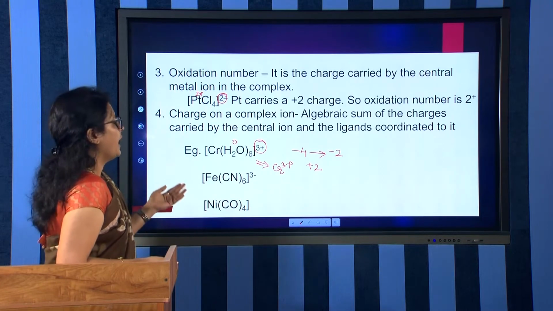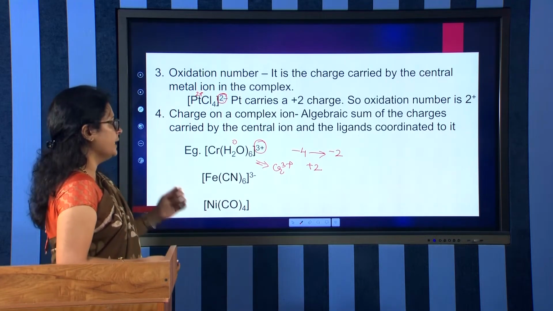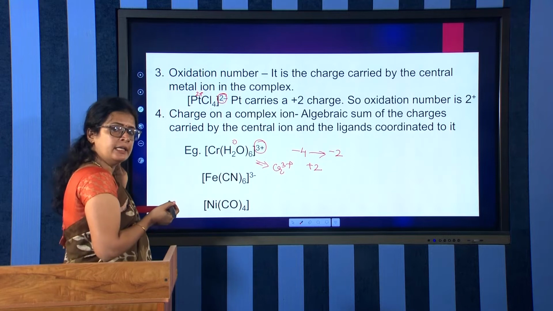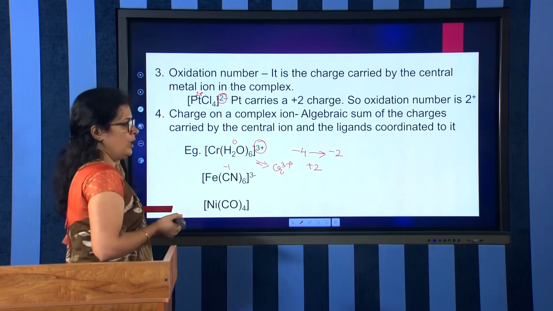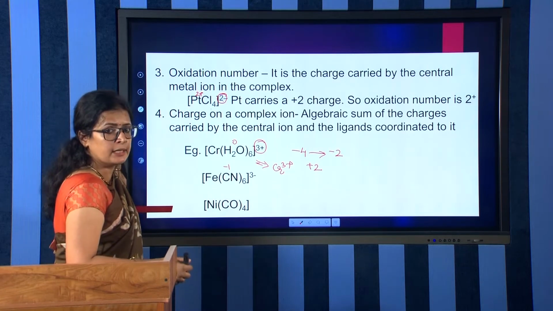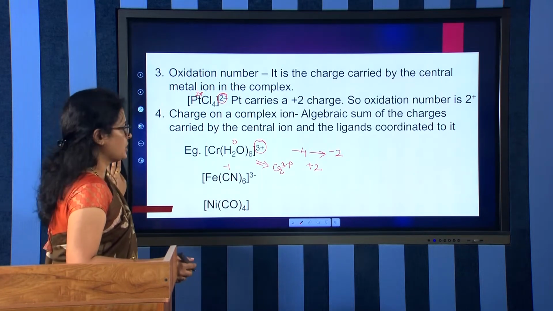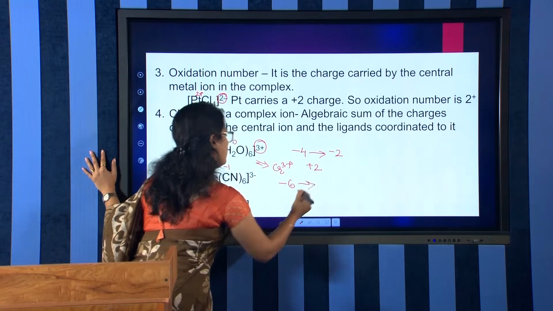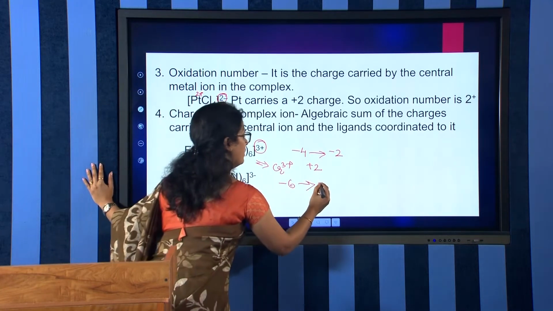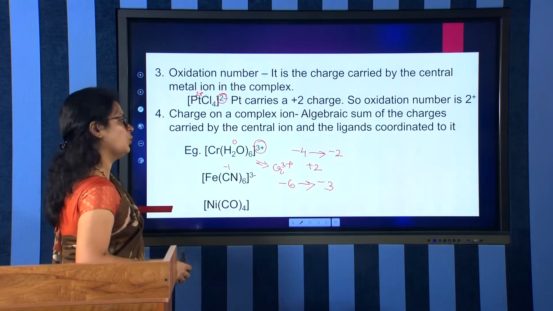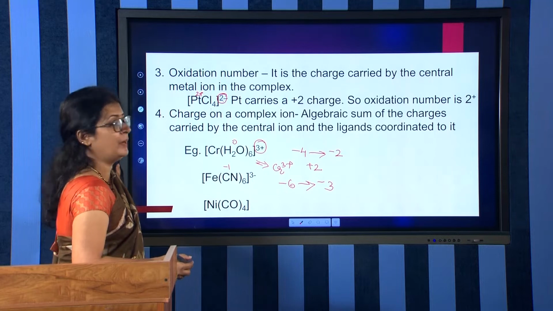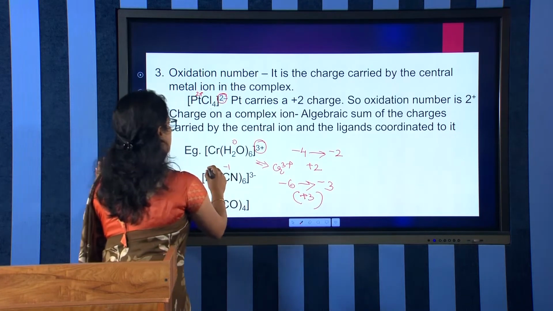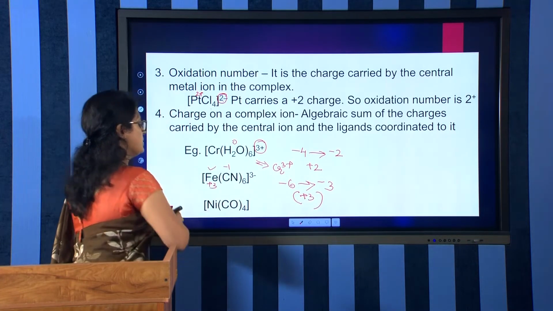And another example, that is [Fe(CN)6]3-. In this example, you can see 6 cyano ligands are there. Each cyanide ligand is carrying a charge of minus 1. Okay. So, how many cyanide ligands are there? There are 6 cyanide ligands, that is, minus 6 charge in total. And minus 6 to become minus 3, then what should be the charge of the ion? It should be plus 3. So, the charge of Fe should be plus 3 in this case. Here it is the plus 3 oxidation state.